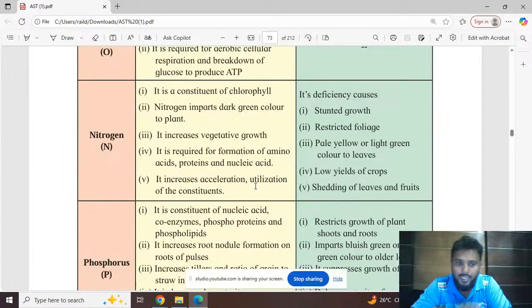Similarly, if there is deficiency of this element, what symptoms are seen on the plants? So we'll see that the first one is stunted growth. The growth of the plant is reduced.